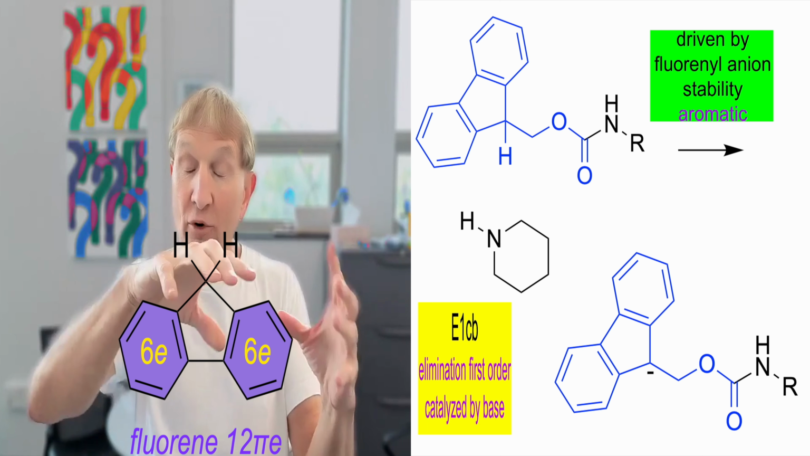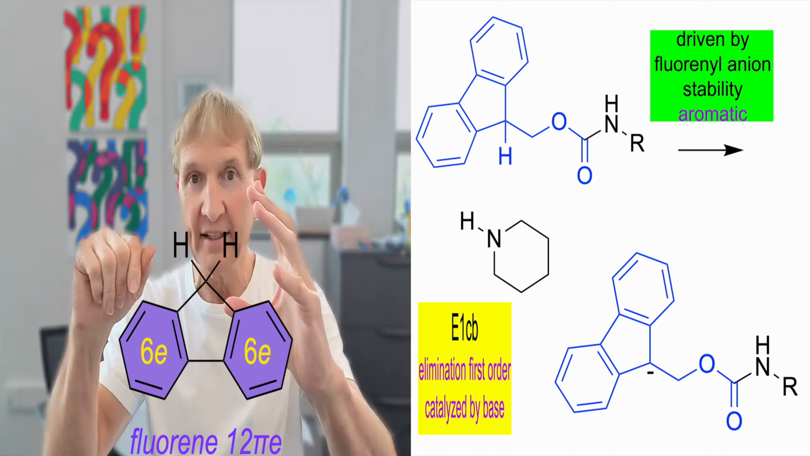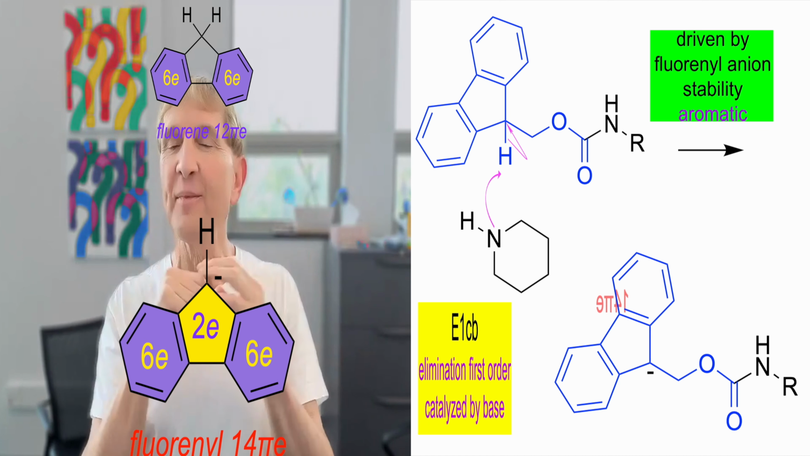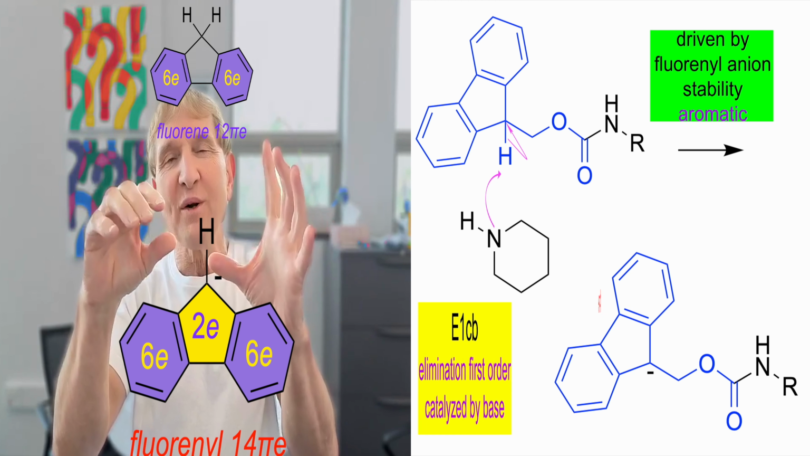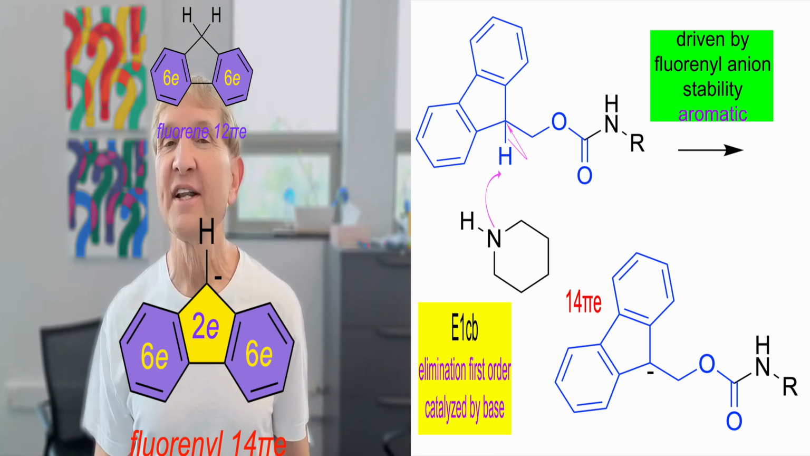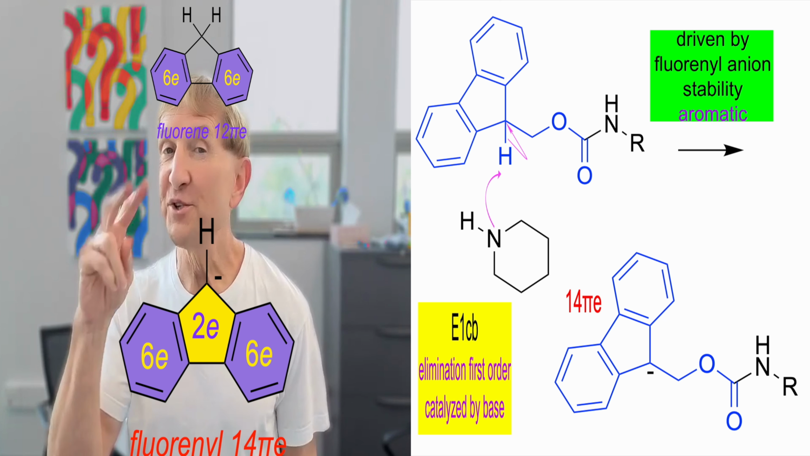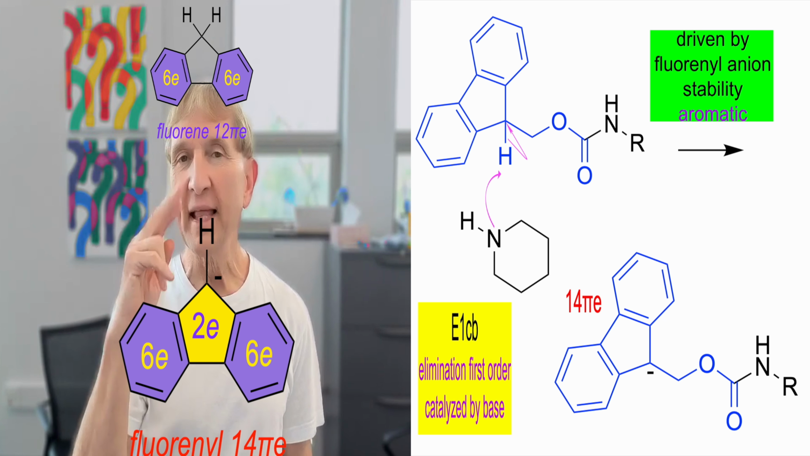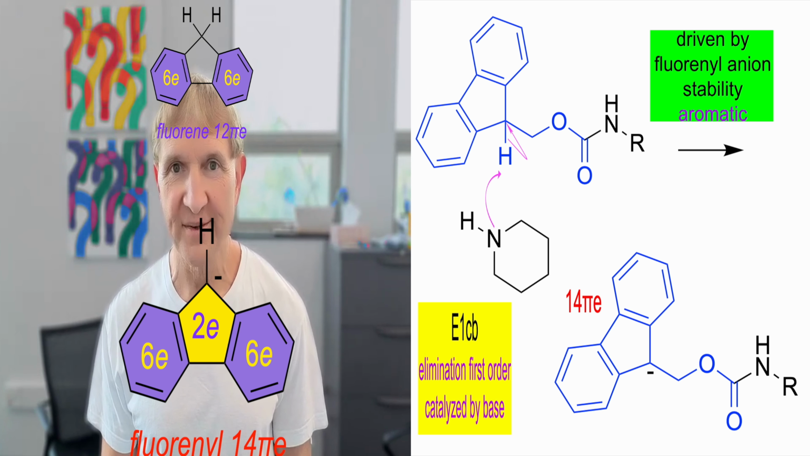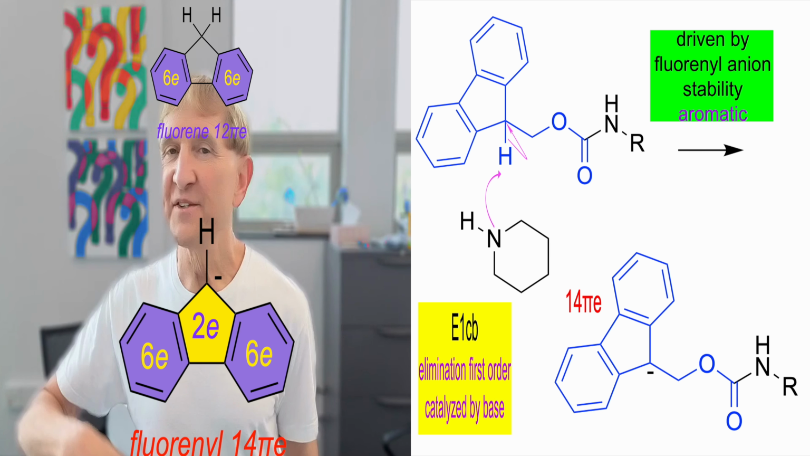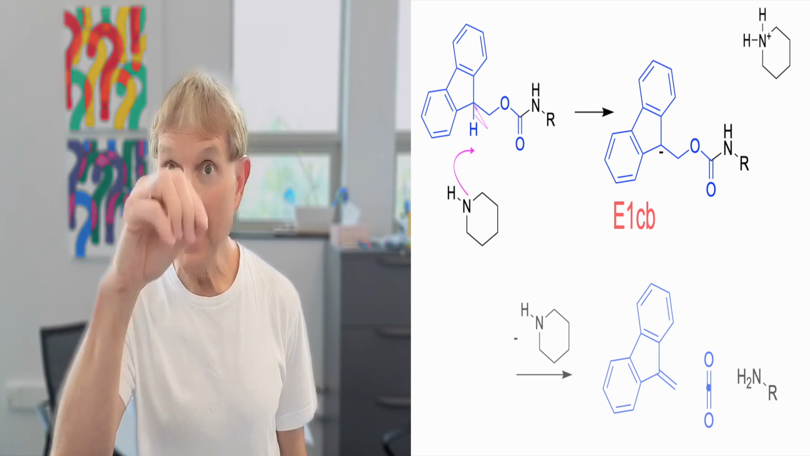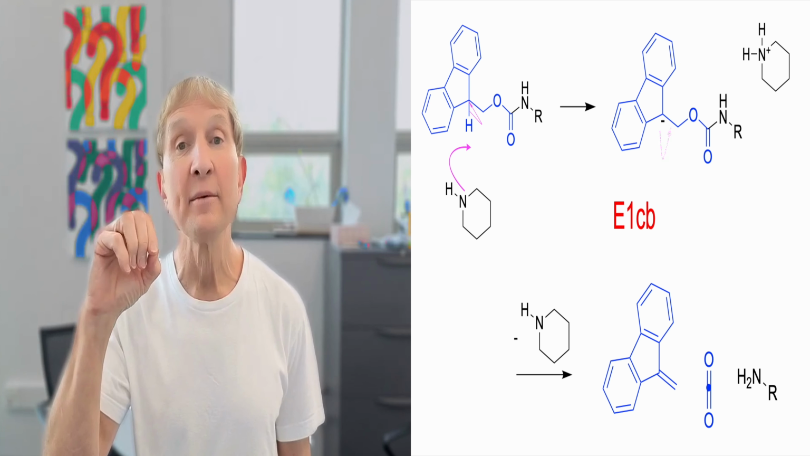It's because when we form a fluorenyl anion, that anion is stabilized because it's aromatic. 6 electrons in one ring, 6 electrons in another ring, that's 12. That's not an aromatic number. But 2 electrons more from forming that anion, and we have a 14 pi electron system. Aromatic. So the anion forms quite quickly. That's the fast step.